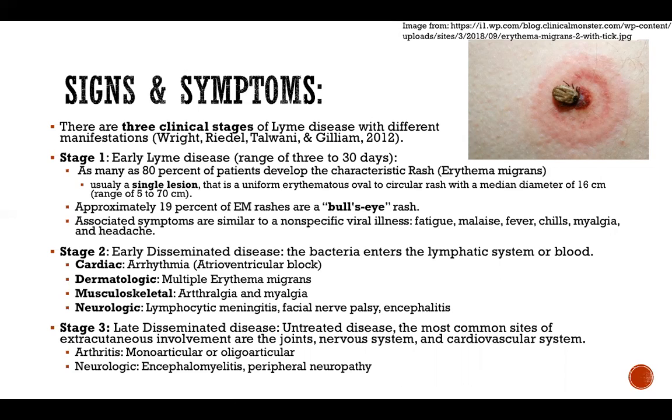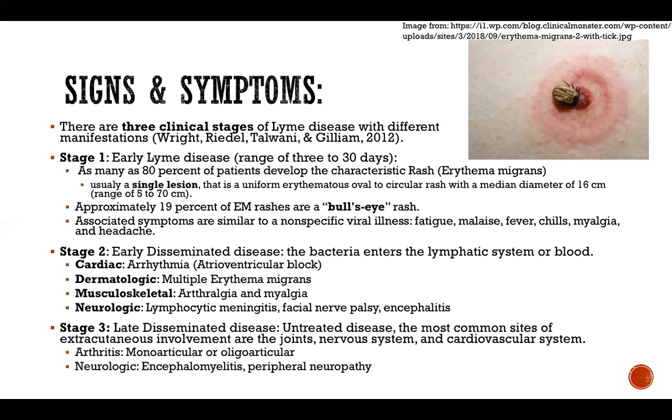In stage number 2, which we call early disseminated disease, the bacteria enters the lymphatic system or the blood and has cardiac symptoms such as arrhythmias, dermatologic symptoms where you have multiple erythema migrans, musculoskeletal symptoms where you have arthralgias and myalgias, and neurologic symptoms: lymphocytic meningitis, facial nerve palsies, and encephalitis.